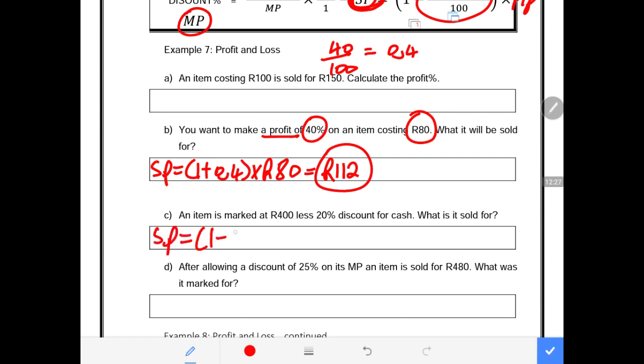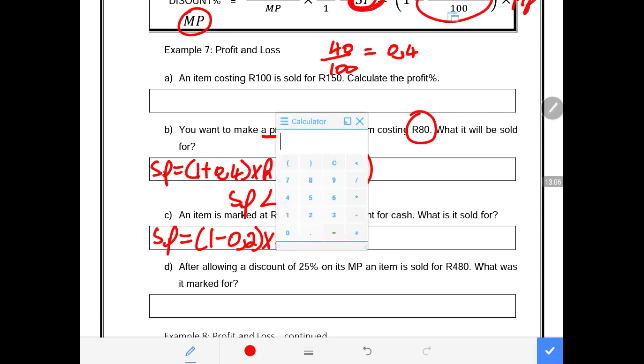Selling price is equal to 1 minus 0.2, which is 20%, times the marked up price. Remember guys, whenever a discount is given, it means the selling price is less than the marked up price. Remember, marked up price is when you say cost plus markup percentage. If no discount is given, the selling price is likely to be the same as the marked up price, unless we want a profit that is less than the marked up price. So in this case, our selling price will be less than the marked up price.